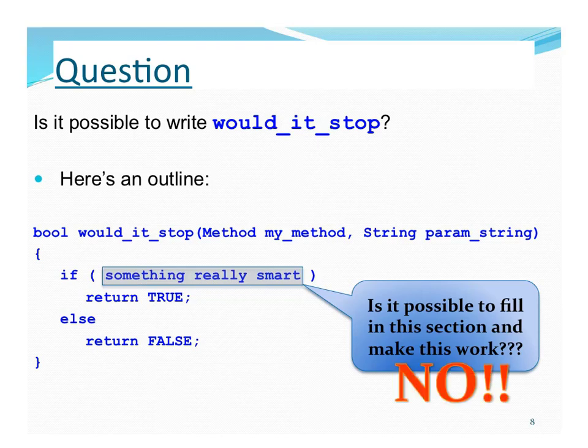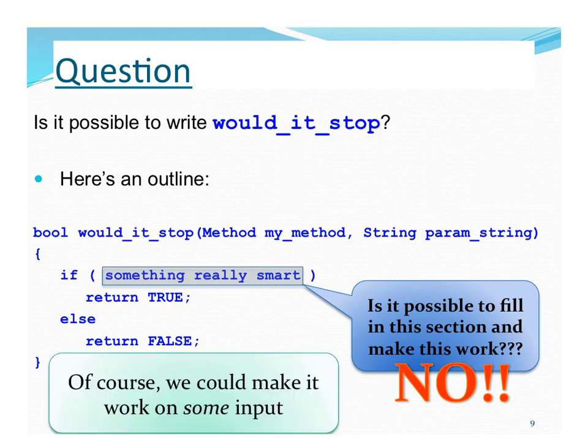And of course the answer is no. You knew that was coming, right? You knew for sure, given the buildup I've given to this thing, that the answer is no. And what we're going to do in the rest of this lecture is just talk about why not. Now, before we start proving this, let me point out that of course we could make the would-it-stop method work on some input, right? If we limit the kinds of methods that we can use as input, then we could write would-it-stop for some methods, right?